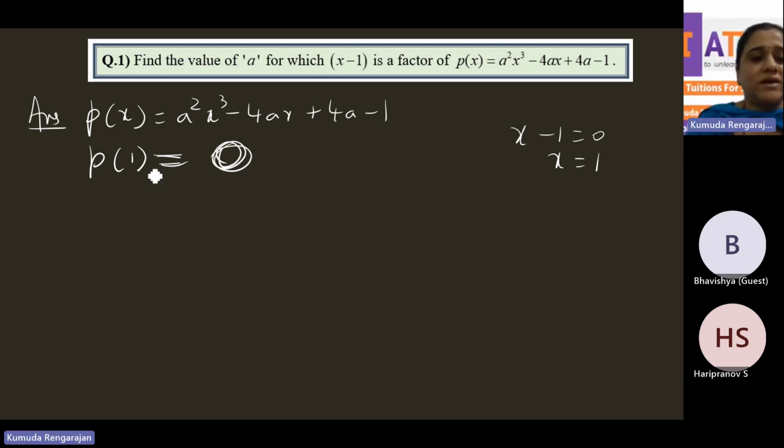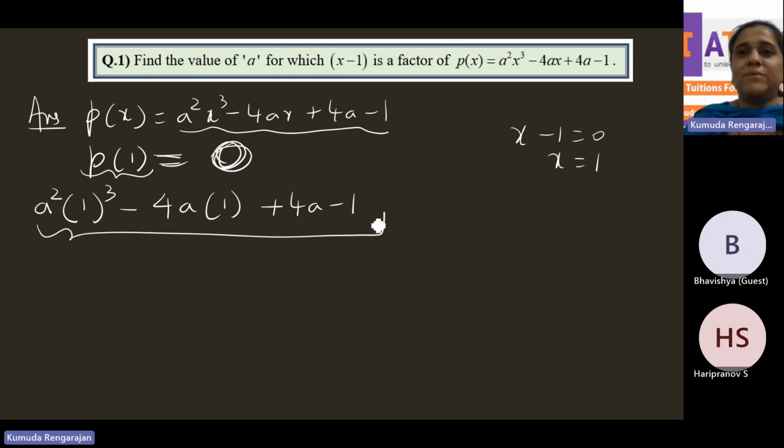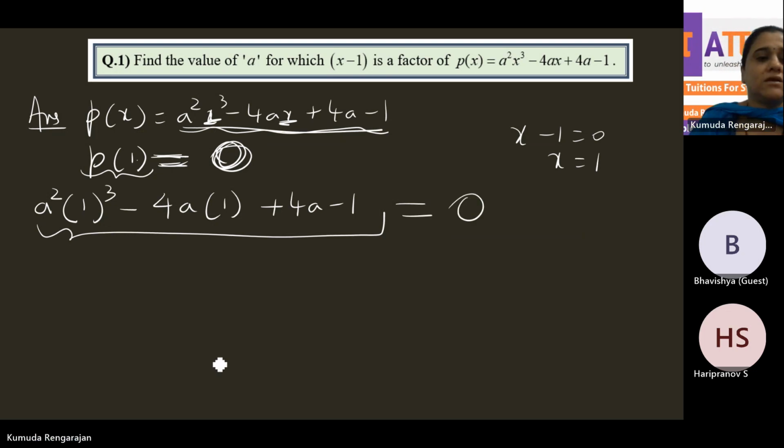So how will you find P of 1? In P of x, wherever there is x, use 1. So write a squared as it is, minus 4a into 1, plus 4a minus 1. So P of 1 is expressed like this. P of 1 means in P of x, wherever there is x, we use 1. Now this is equal to 0. We need to solve this and find the value of A.